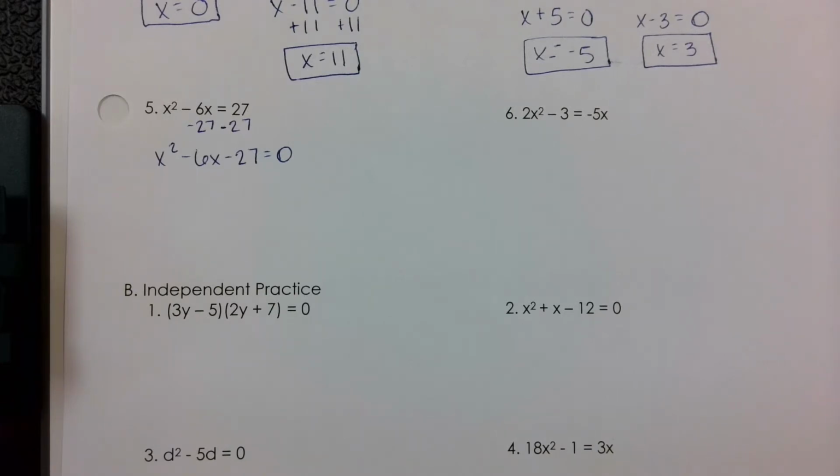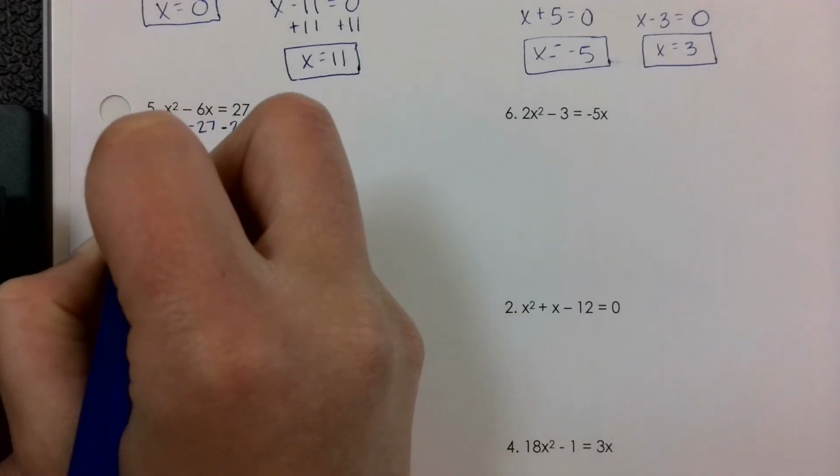Alright, so once you're equal to 0, what's our next step? Factor. What do you always check for first? GCF. Do we have one? Nope, there's no GCF, so you have a trinomial, and your leading coefficient is 1. How do you try to factor that? Drop it low, so set up your parentheses.